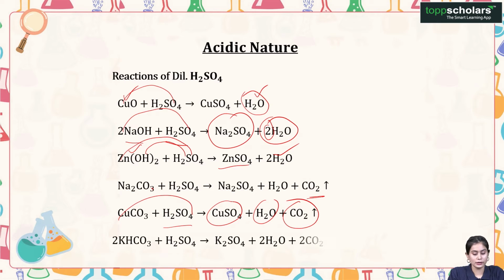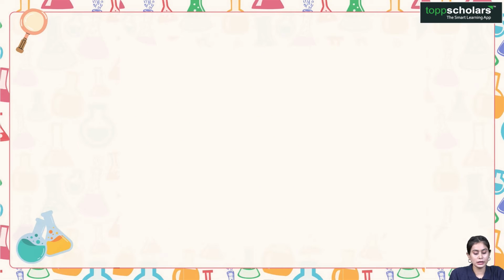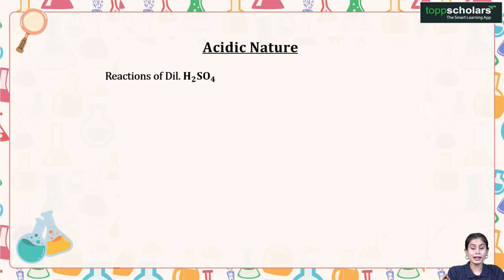Clear? Okay. Next, KHCO3, that is your potassium hydrogen carbonate. Potassium hydrogen carbonate reacts with your sulfuric acid to form K2SO4, that is your potassium sulfate, plus H2O plus CO2. Just the number of molecules are changing. Clear? Okay. So let's continue with the reactions of H2SO4.